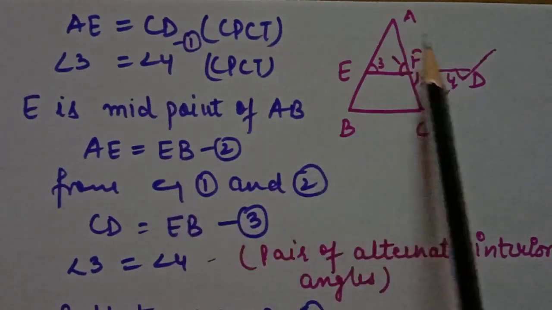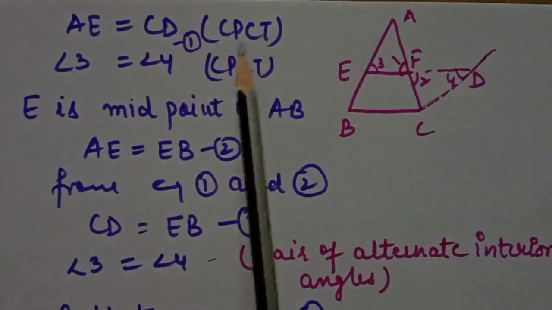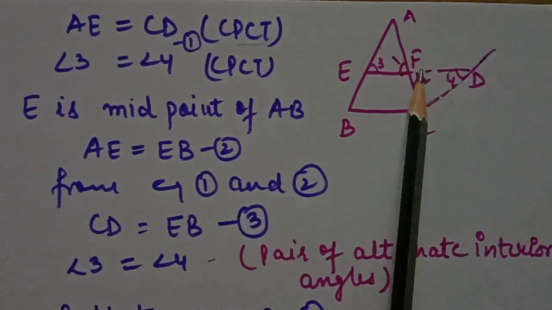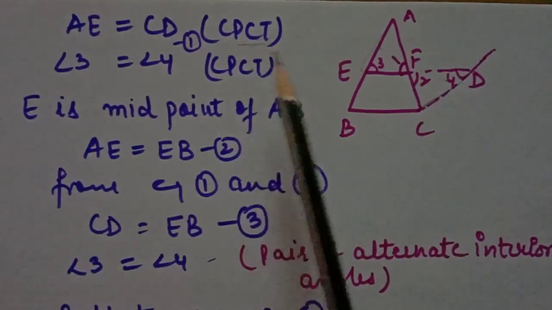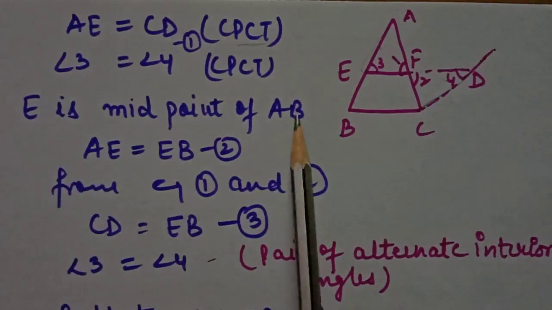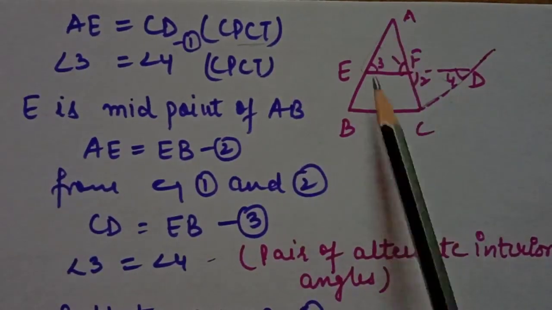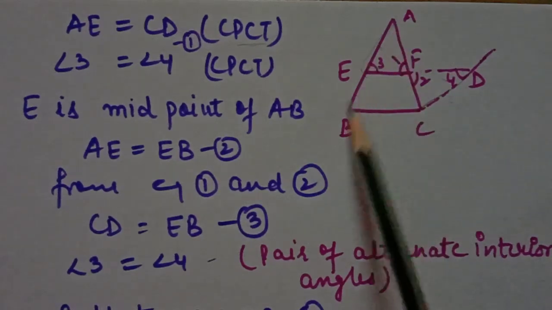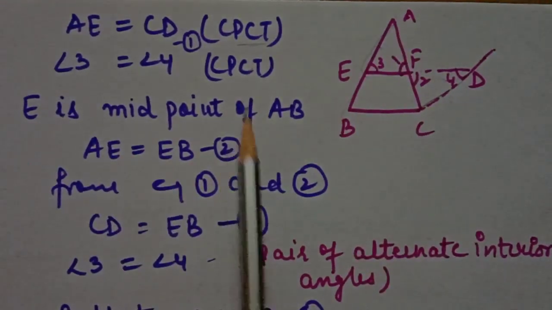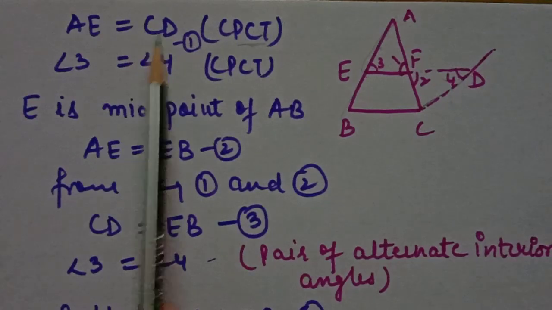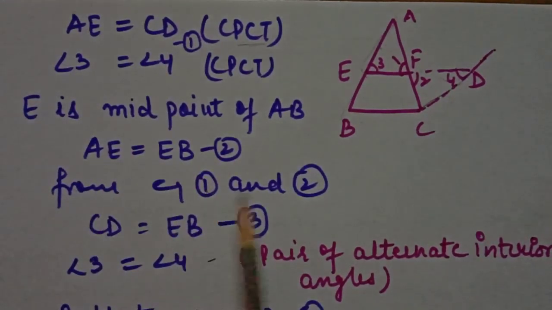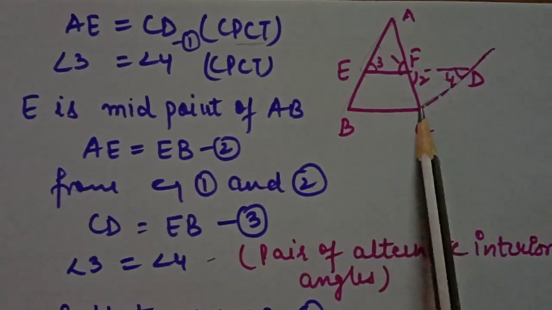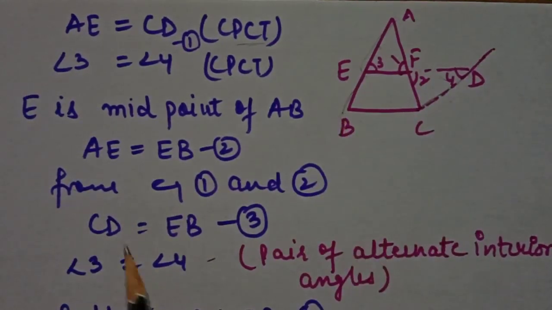So start again. AE is equal to CD by CPCT because these two triangles are congruent now. Angle 3 and angle 4 are also equal to each other by CPCT. Now, E is the midpoint. We know very well that E is the midpoint of AB, it is given. It means AE and EB are equal to each other. But in equation number 1, AE is equal to CD. In equation number 2, AE is equal to EB. From equations 1 and 2, CD and EB are equal to each other.